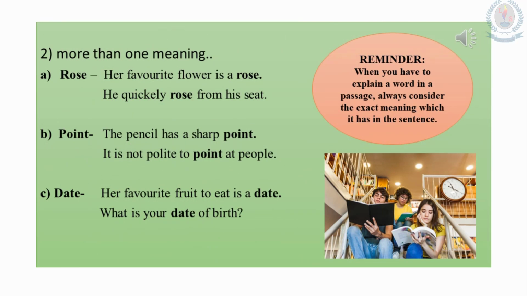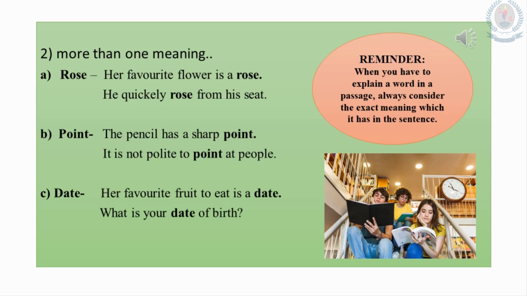So as the second context clue, we can find out more than one meaning in a word. Here I have given you 3 examples. You have to remember that many words have more than one meaning. If you have to explain the meaning of a word, check that you give the meaning which fits the situation. Here I have given 3 words for you. Example A, rose. I have used rose in 2 sentences.